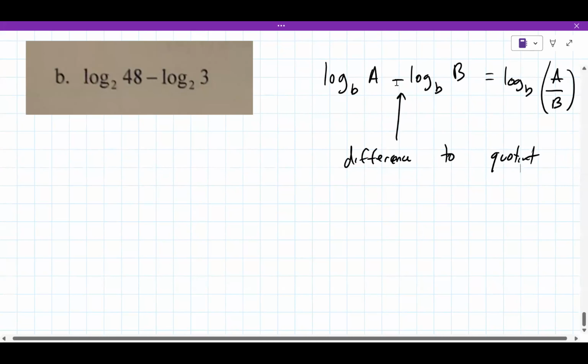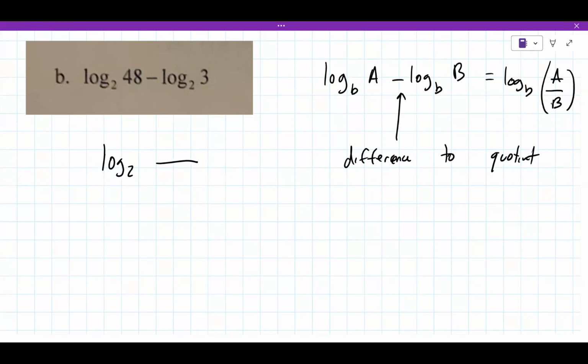So notice that what happens is you write one log, but the first one goes in the numerator and the second one goes in the denominator. So this becomes log base 2 of 48 over 3. Okay, got it. And you divide 48 by 3. 16.